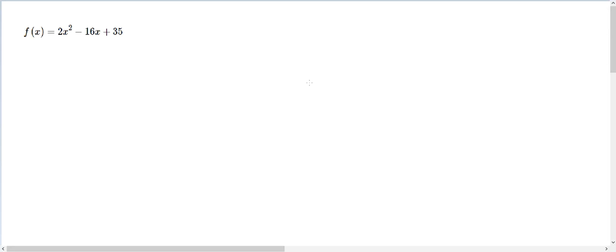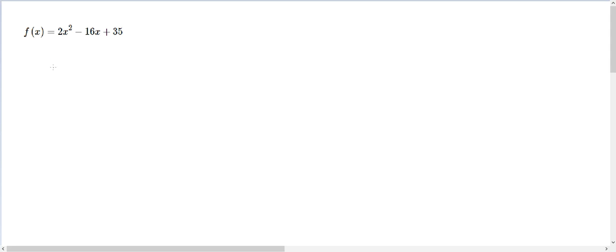Alright, so now that we understand the concept and the intuition behind the notion of a derivative, let's go ahead and compute some. Using the limit definition of the derivative, we're going to compute some derivatives. Our first question asks for the derivative of f of x equals 2x squared minus 16x plus 35 using the limit definition of the derivative.